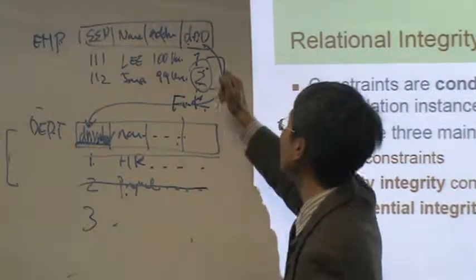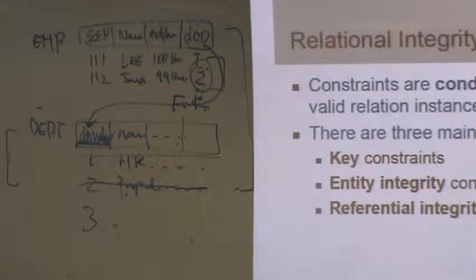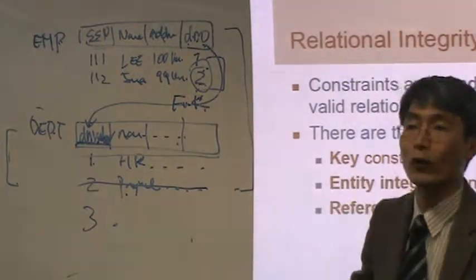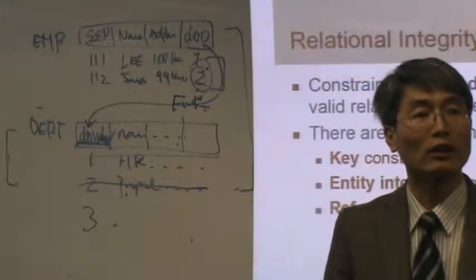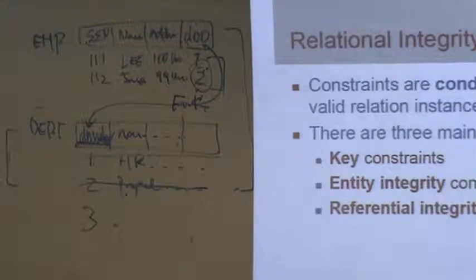So that is the reason, in terms of the relational model, when we have such a relationship, we create referential integrity. So there are 3 constraints. One is the key constraint, which means unique. Second, the primary key should be non-null. Okay, unique plus non-null.